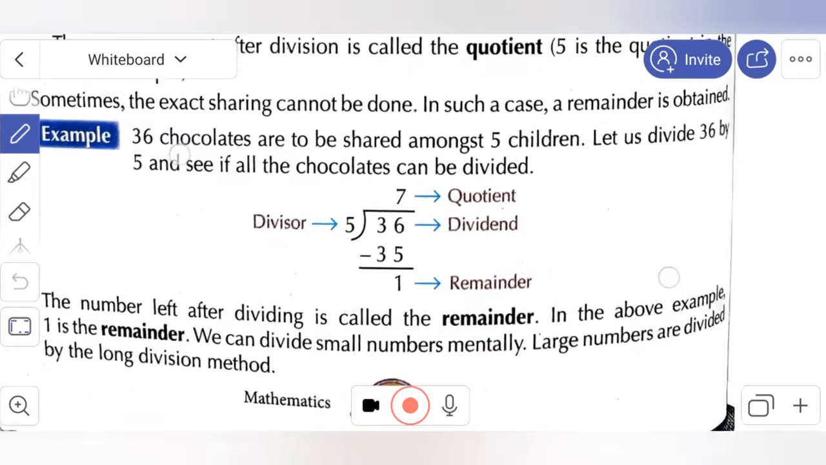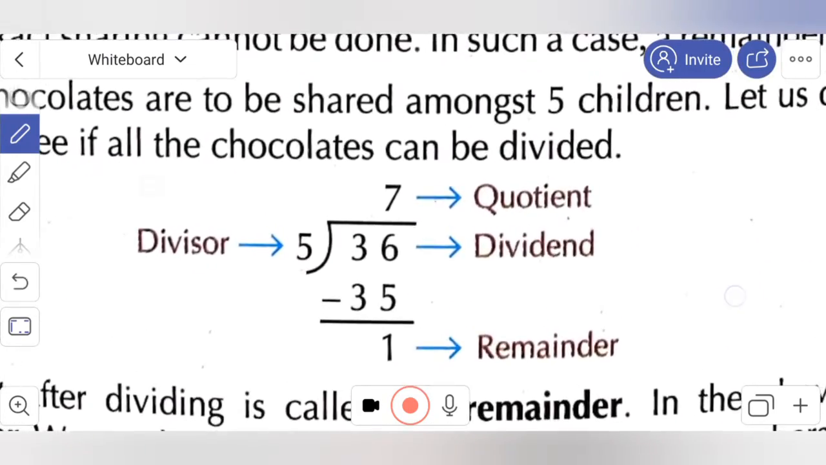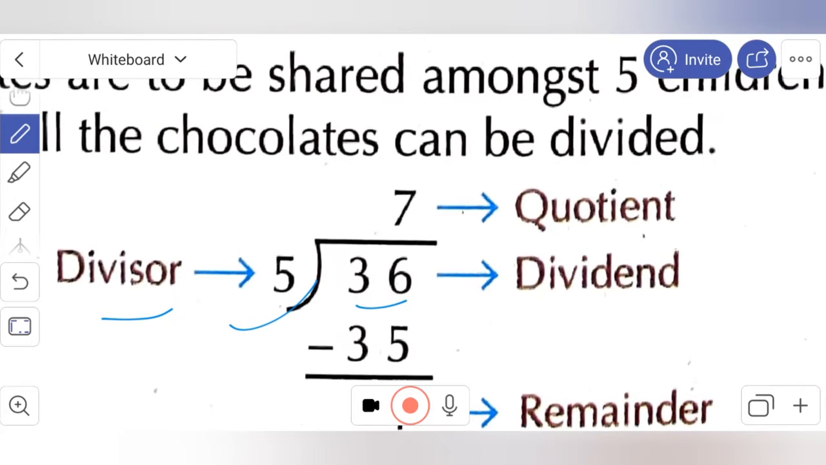Now see, let's take an example here. You see here, 5 divide 36. Now 5 is the divisor. Now what we do: 5 1 ja 5, 5 2 ja 10, 5 3 ja 15, 5 4 ja 20, 5 5 ja 25, 5 6 ja 30, 5 7 ja 35.